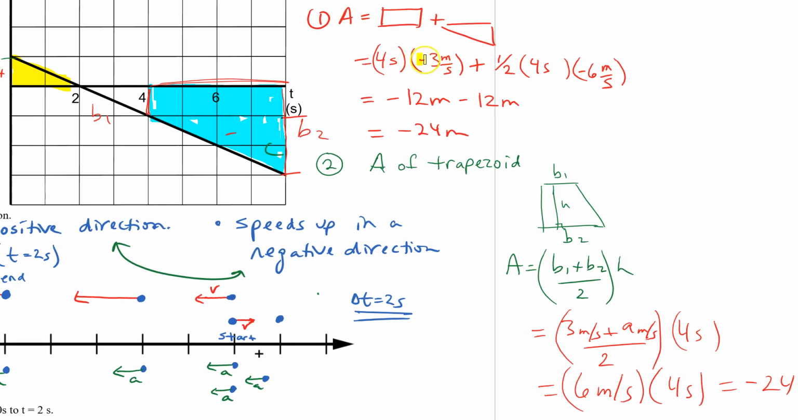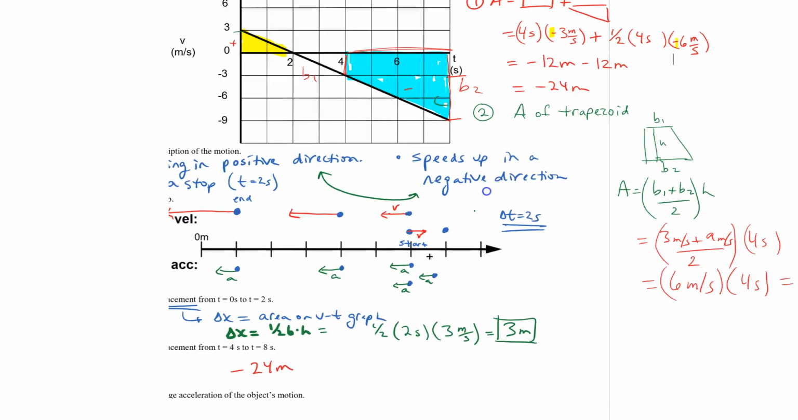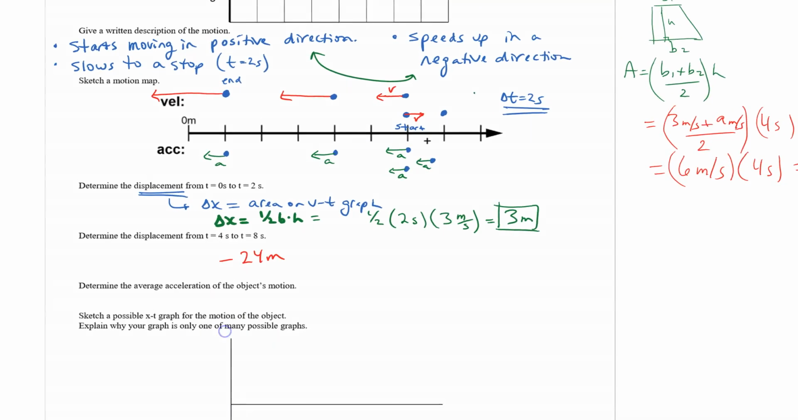Like over here, I put the negatives in the beginning. You could just leave everything as positive and then look at it and say, oh, but it's below the line, so it's going to be negative. So in any case, our answer for that one is minus 24 meters.